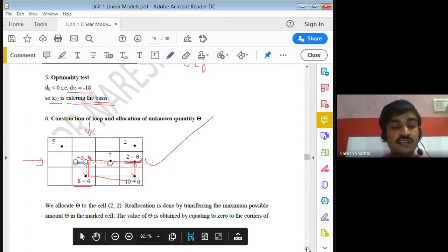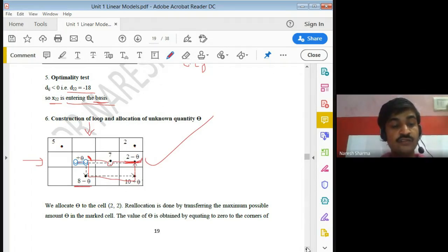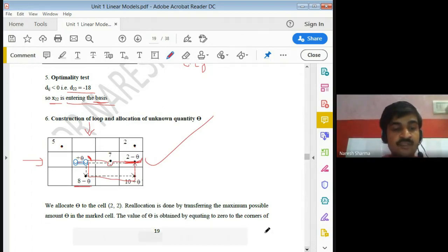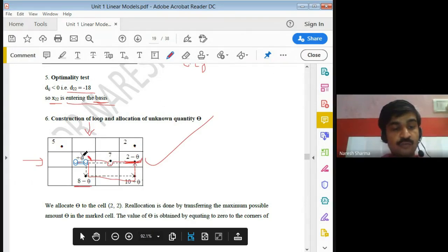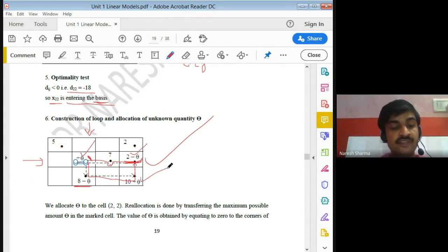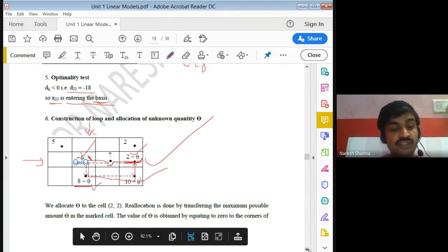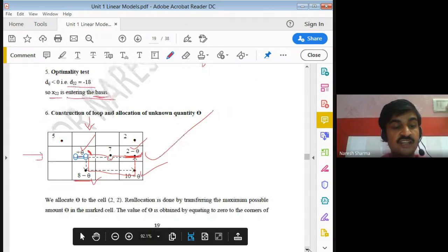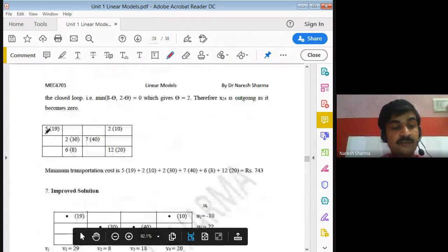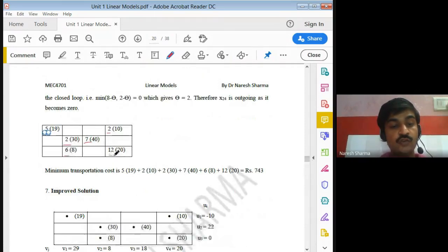2 minus theta is equal to 0, theta is 2, and 8 minus theta equal to 0, theta is 8. So we choose the minimum value, that is 2. So theta is now 2. So we put here 2, here 2 minus 2, 0, here 2 plus 10 is 12, 8 minus 2 is 6. So these 4 locations changed and the new allocation is 5, 2, 2, 7, 6 and 12.